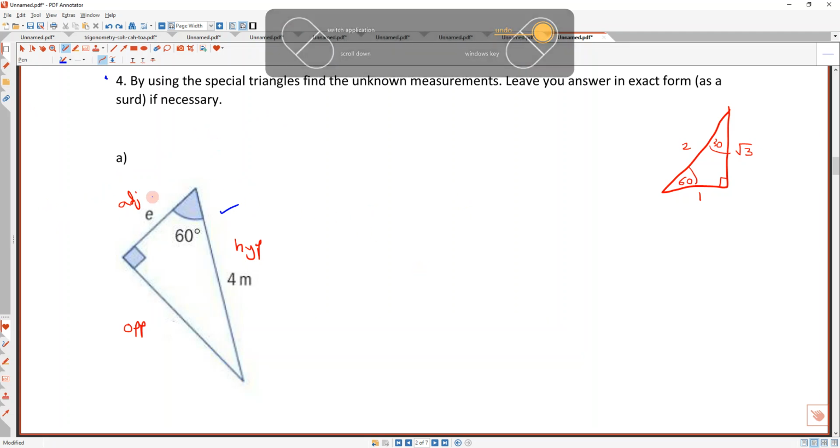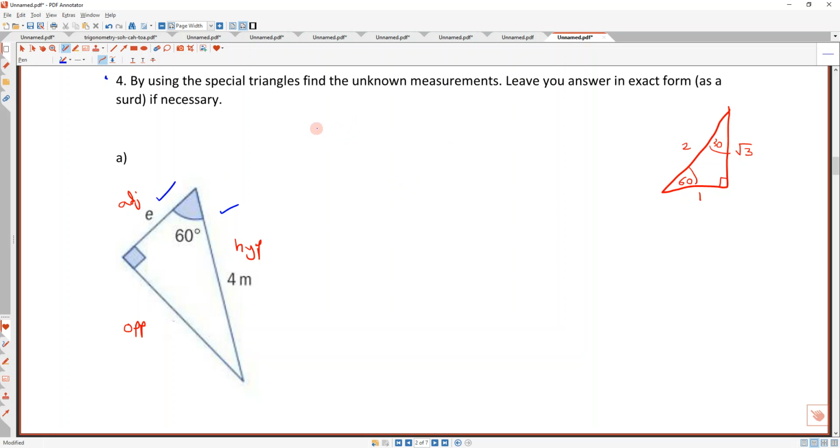Okay, so I know this side. This is the one I want to find out. So again, looking at our SOHCAHTOA: adjacent, hypotenuse. Two ticks by cos, so I'm going to use cos. So cos of the angle is equal to adjacent over hypotenuse. So cos of 60 is equal to adjacent, which is E, over hypotenuse, which is 4.